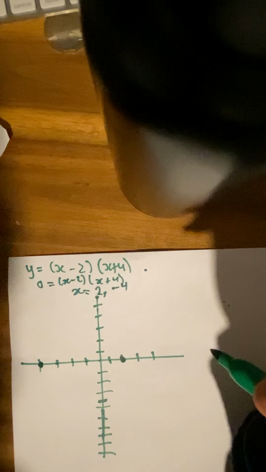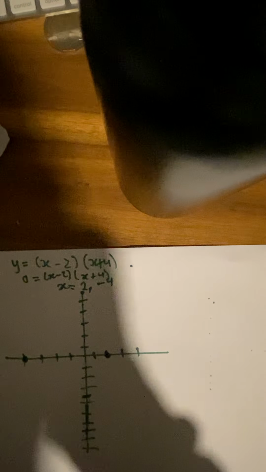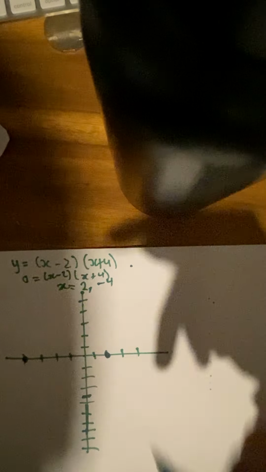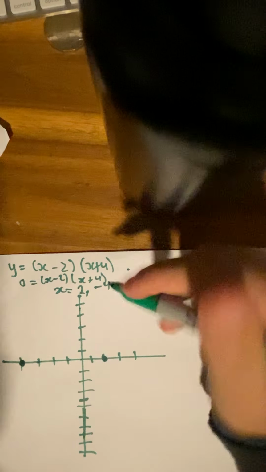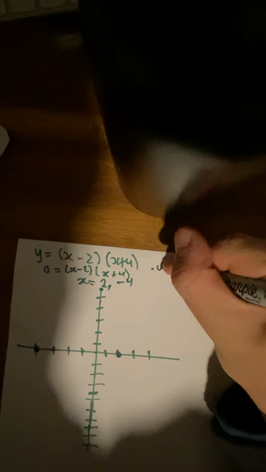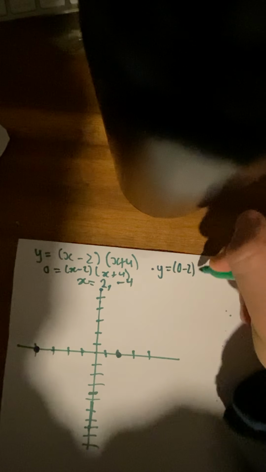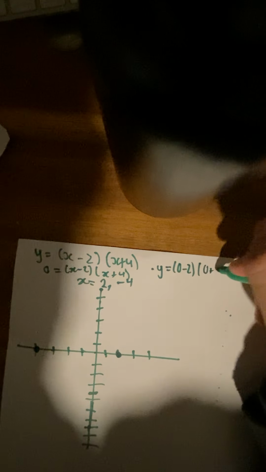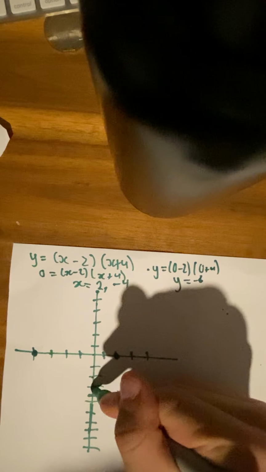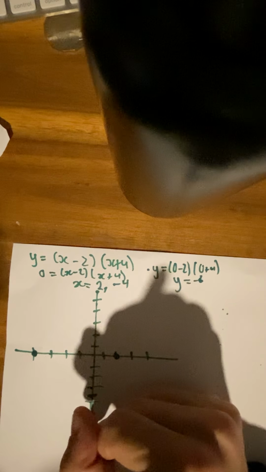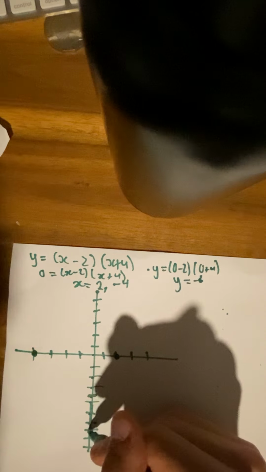Now, the next thing to find when graphing any function is the y-intercept, and it's a necessary part in order to get the function right. To find the y-intercept, it's simply letting x equal 0, because the y-intercept is along the y-axis. So doing that, we get y equals (0 minus 2) times (0 plus 4), so therefore y equals minus 8. So if we go 1, 2, 3, 4, 5, 6, that's the y-intercept.